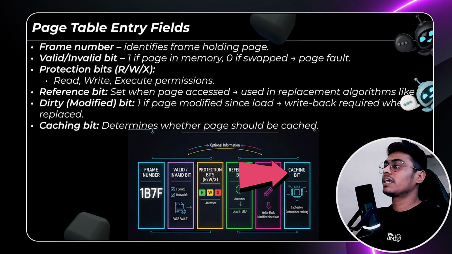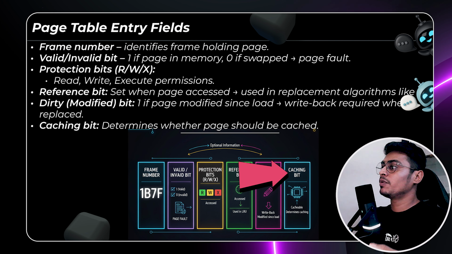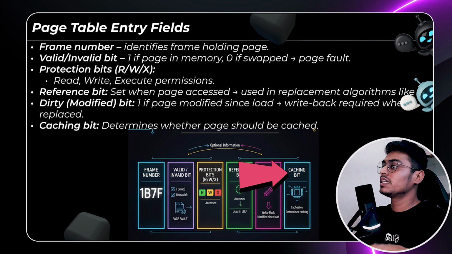Now the next field is the caching bit. This bit determines whether the page should be cached in faster memory like the CPU cache. For data that is accessed frequently and doesn't change often, caching improves performance significantly.